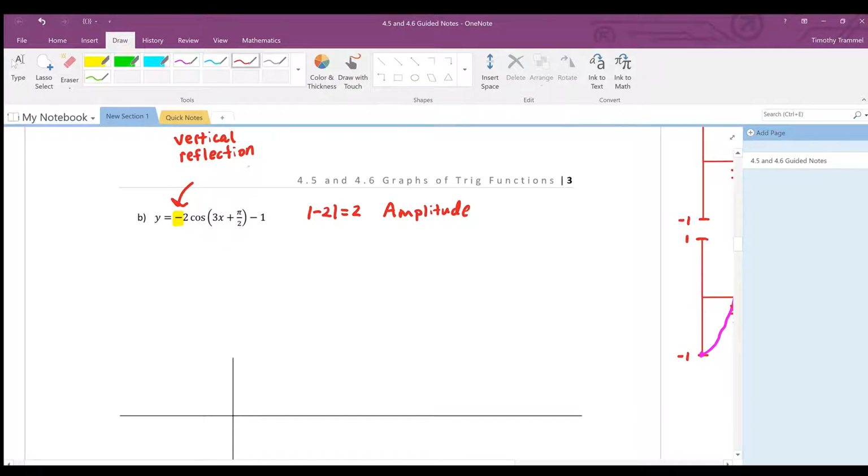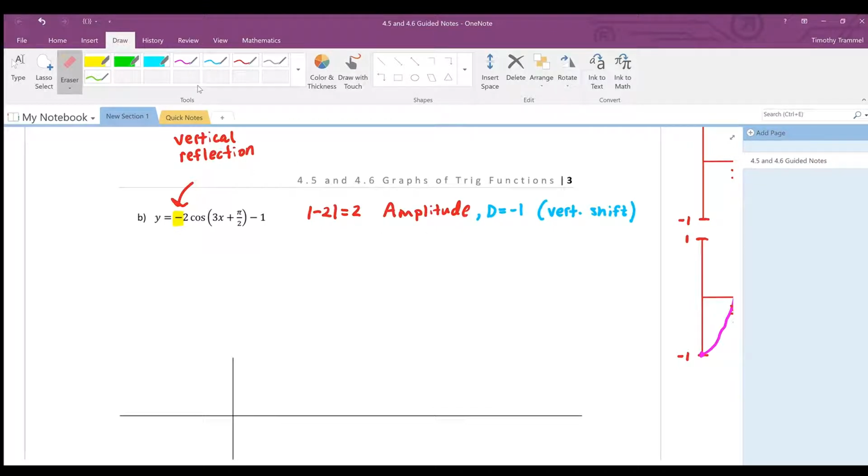Next on our list, the next easy one to look at here is this. Last time we had plus something, but now we have minus. So this is going to scoot our graph down. Just write that in here. So this is just a vertical shift down 1 unit.